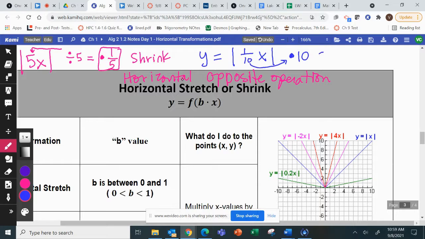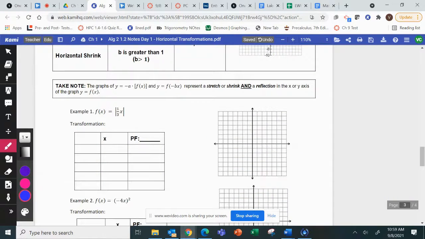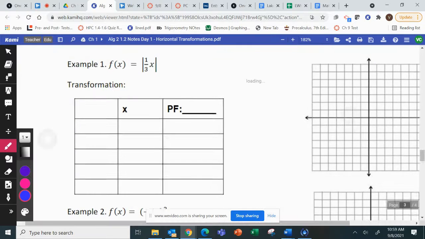So if I multiply something by 10 times that number, is that a bigger number? Yeah, that's a stretch. So down here it's explaining what makes it a shrink or a stretch, but I think sometimes just memorizing stuff doesn't help as much as thinking about what the numbers do. So that's the way I like to explain it: what does 10 times something do? It makes it bigger. But it's all there if you want to read it. So we're going to go to example 1.